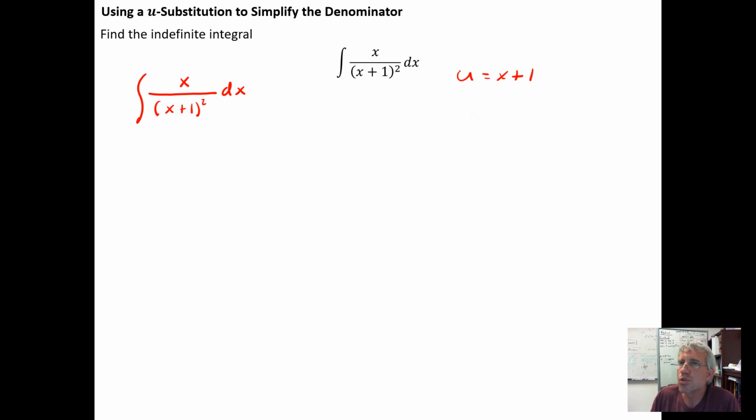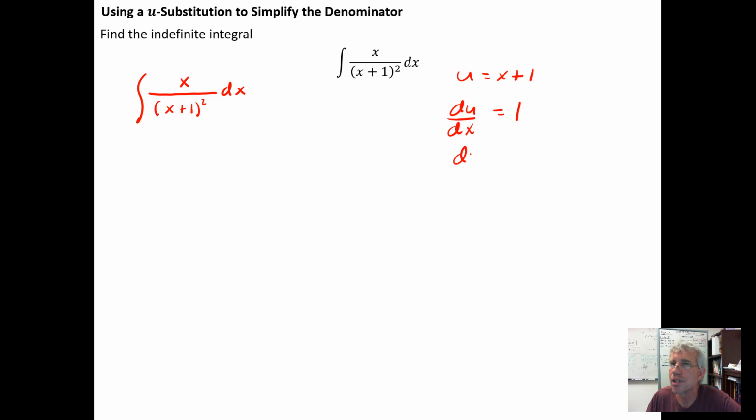In general, this wouldn't be a good u-substitution because du dx, when we take the derivative with respect to x of both sides, we get du dx equals 1, which doesn't differ from the numerator by just a constant. So 19 times out of 20, this is a bad u-substitution. But in this case, it's worth trying to see if it will simplify the denominator in such a way that lets us break it apart.